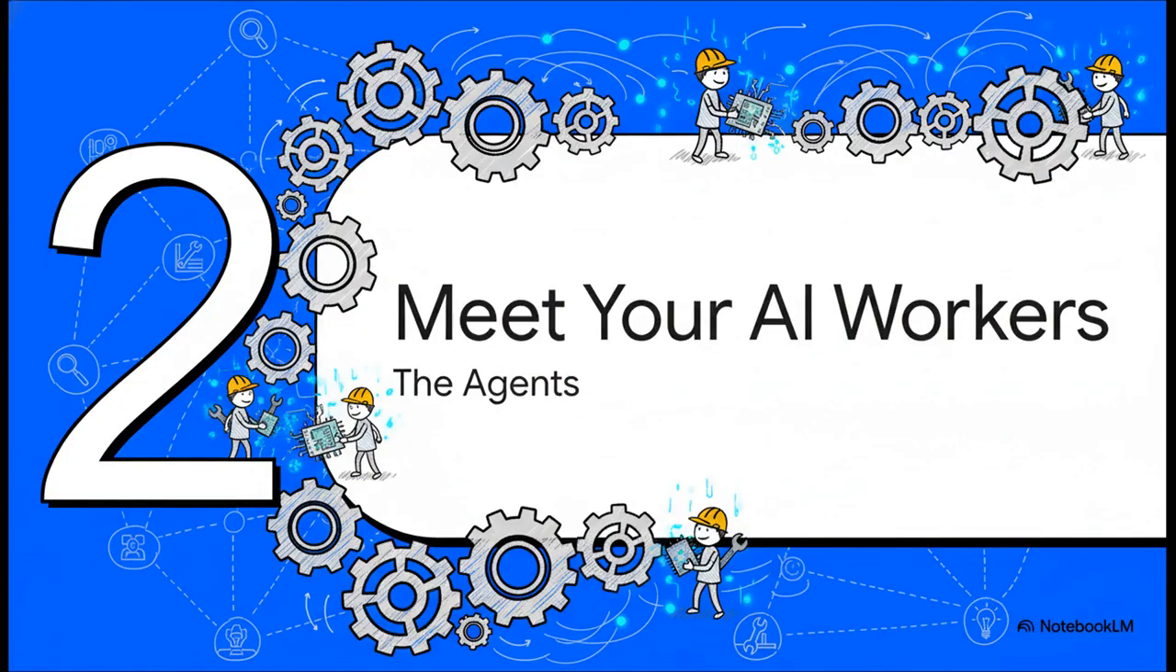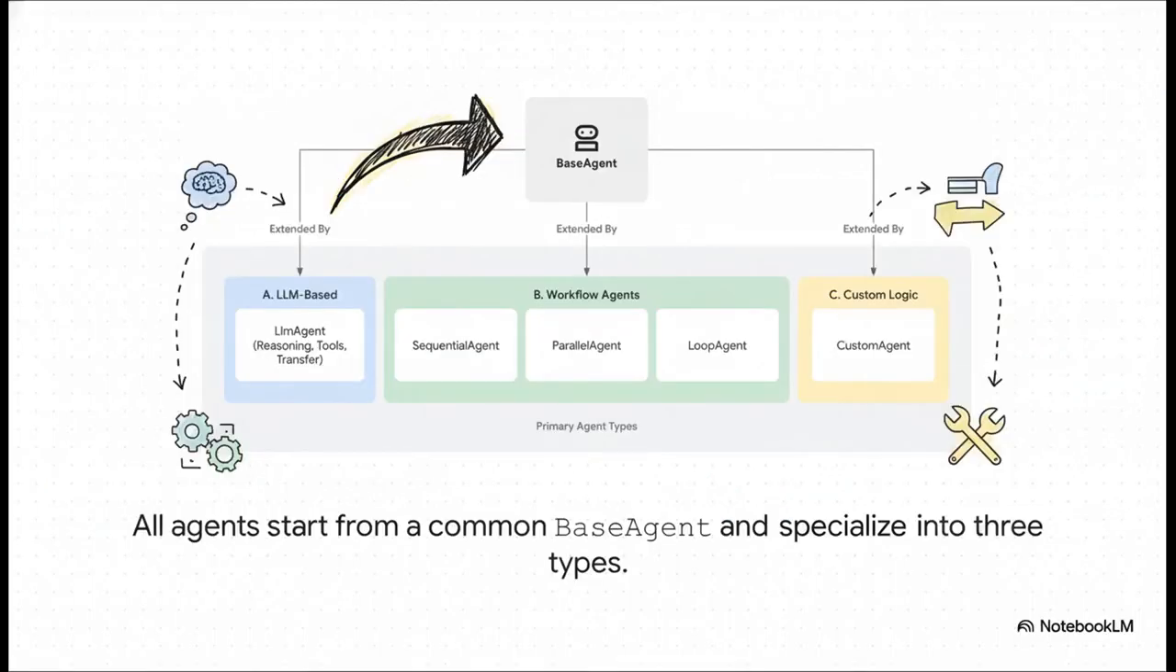All right, at the heart of any project, you have your workers, right? Well, in the ADK, those workers are our agents. So let's meet the team. I think this is brilliant. See, everything starts from this one common blueprint, the base agent. But from there, it's like hiring for different roles in a company. You can specialize them into different types of workers for different jobs. You need a creative problem solver? You got it. Need someone to just follow a strict process? No problem. It's super flexible.